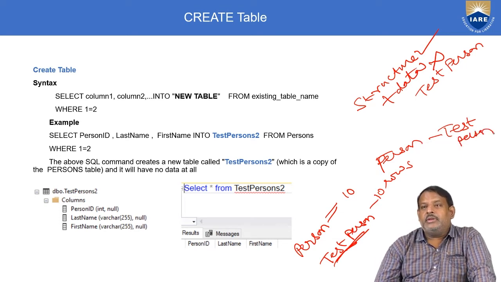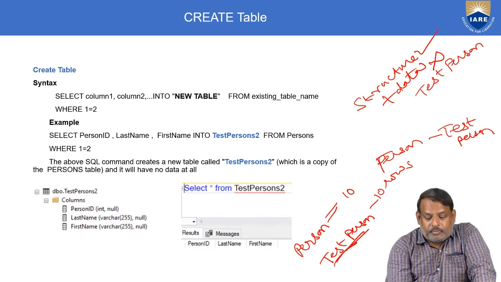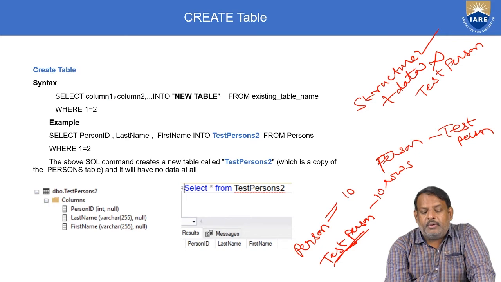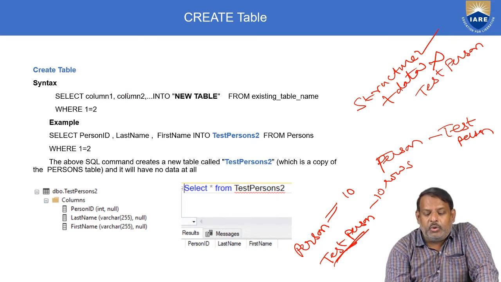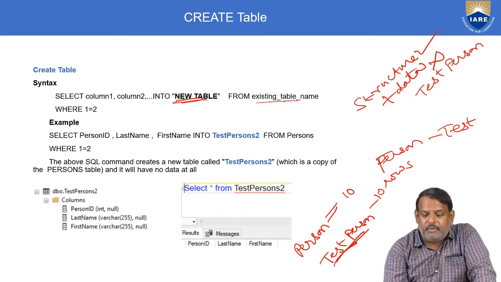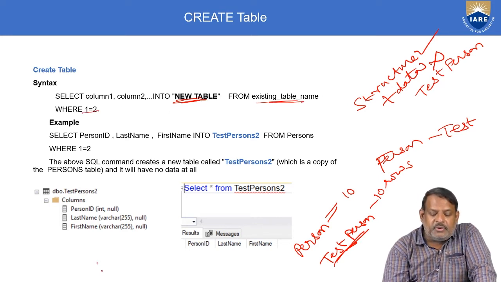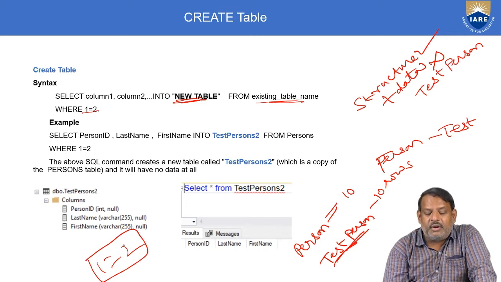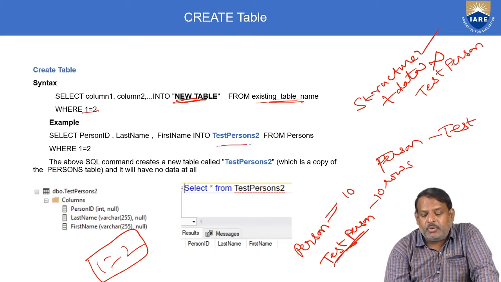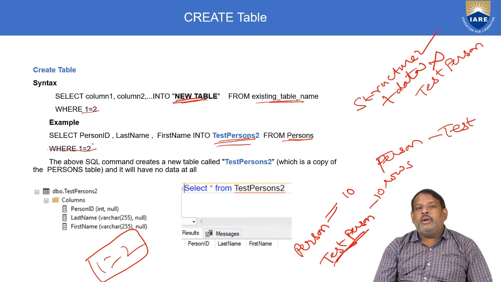Then we'll have to introduce a false condition. We'll see that: select required columns, column 1, column 2, into new table, from the existing table, where 1 is equal to 2. So 1 is never equal to 2. This is a false condition. See the example: select person ID, last name, first name into test persons 2. This is a new table. From persons, the existing table, where 1 is equal to 2.